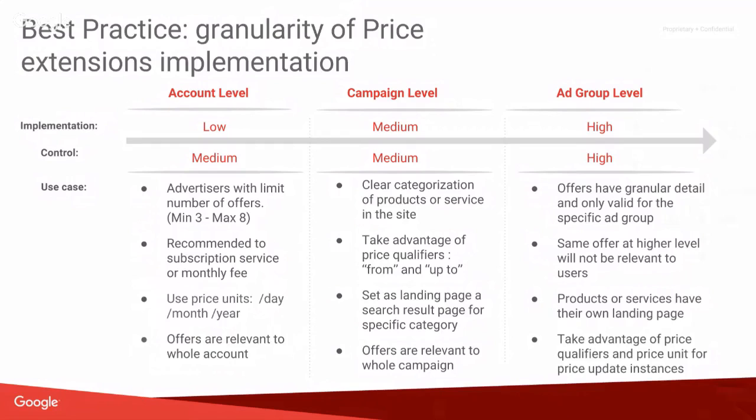Absolutely. And when you're thinking about what level to apply this particular extension at, think about what is going to be relevant to my user. Is it a specific category of products that's only within that ad group? In which case, the same offer at a higher level wouldn't be relevant, and that's the time you'd want to implement this at the ad group level. So you really want to take advantage of those price qualifiers and the price units at all levels. But at the ad group level, you're getting more and more specific and more granular. So just think about the levels of granularity that you have in your account structure, and then decide where it makes sense to make it granular.